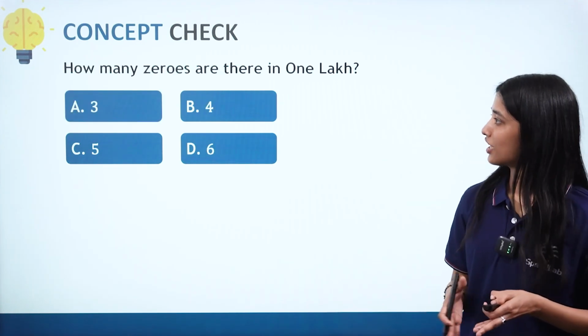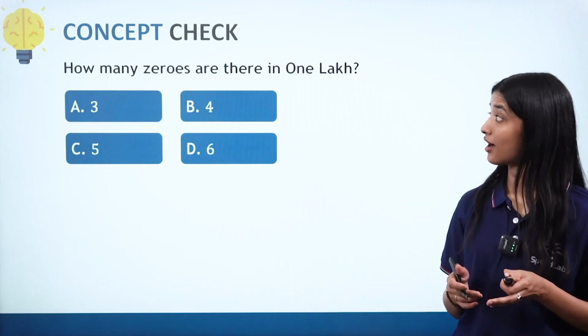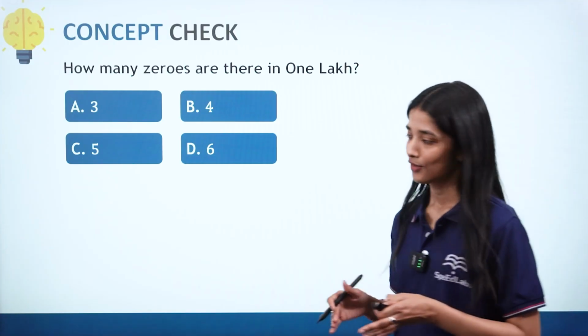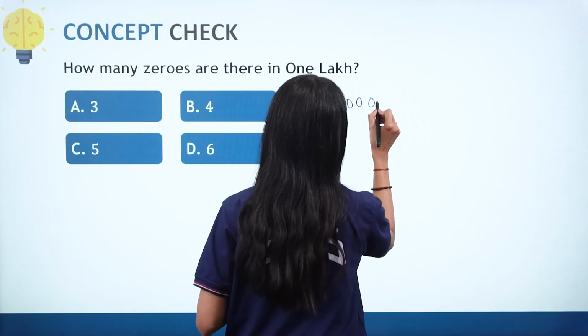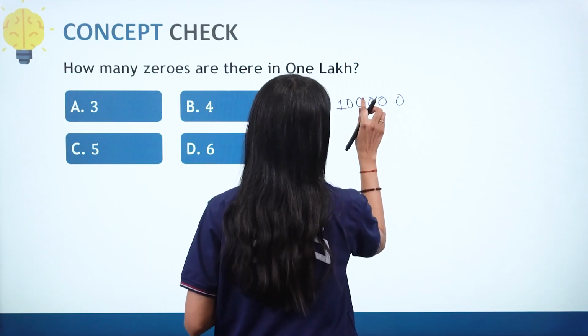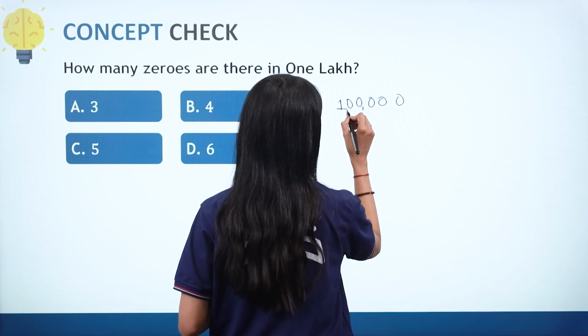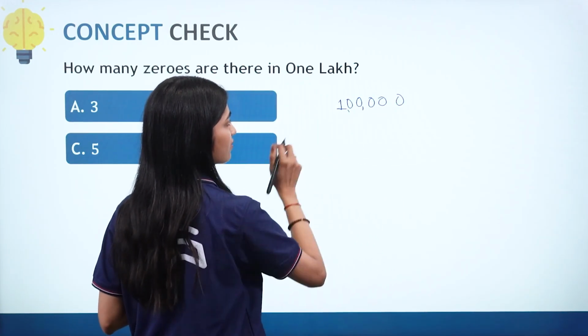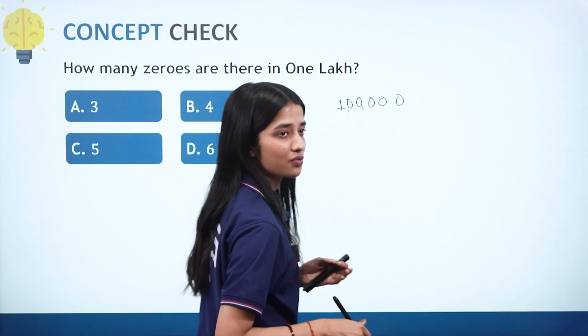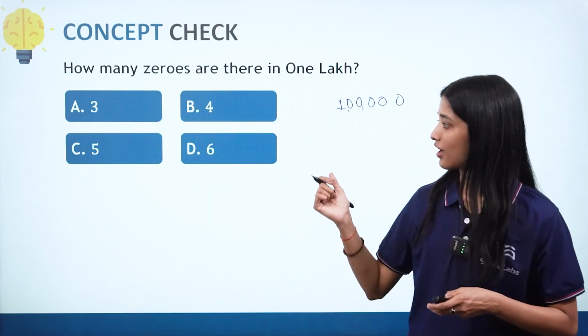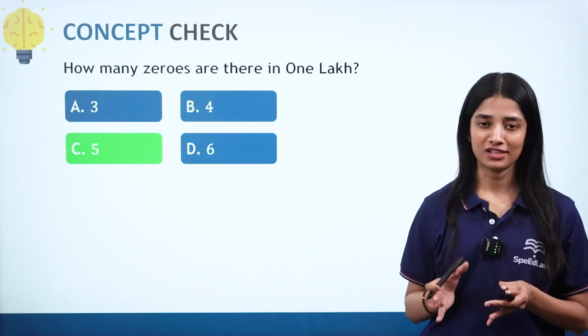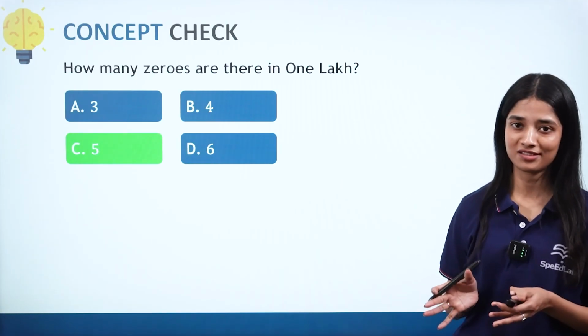Then the next question that we have is how many zeros are there in 1 lakh? If you just write the number, ones, tens, hundreds, thousands, ten thousands, lakh, and count the number of zeros, we can see that there are 5 zeros. So in 1 lakh, the number of zeros is 5. Our answer will be Option C, which is 5. Okay, I hope this is clear to you.